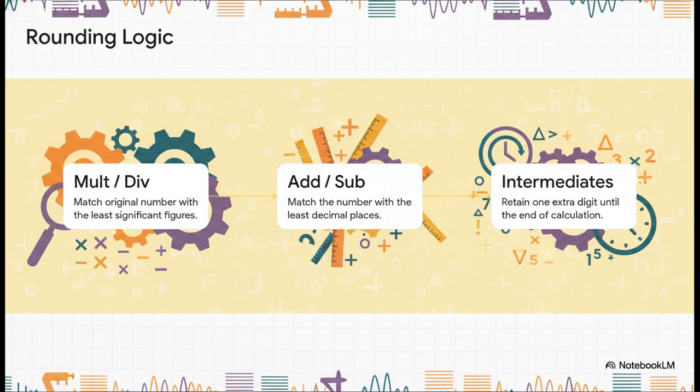The rules of engagement for calculations. All right, here is your step-by-step logic for rounding operations. For multiplication and division, your final answer matches the input with the least significant figures. Simple enough? But for addition and subtraction, the rule shifts. You match the input with the least decimal places. And step 3 is vital. So many students mess this up. In complex, multi-step physics problems, never round prematurely. Always retain one extra digit in your intermediate steps and only round off at the very end.